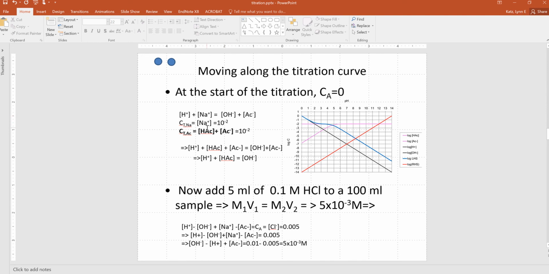Remember, CTNA is equal to Na plus, which is equal to 10 to the minus 2, and CTAC is equal to HAC plus AC minus, also equal to 10 to the minus 2. That means I can substitute HAC plus AC minus for Na plus in the charge balance, and I get H plus HAC plus AC minus equal to OH minus plus AC minus. Getting rid of the AC minuses because they cancel out, I get H plus HAC equals OH minus.